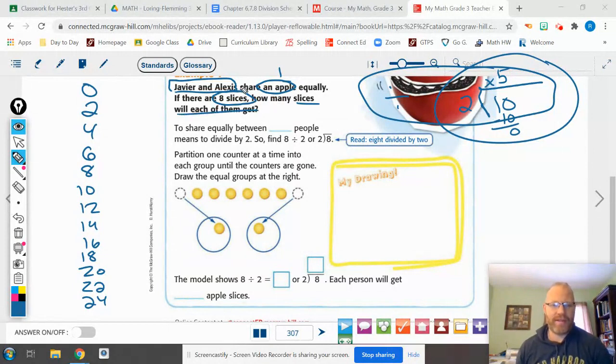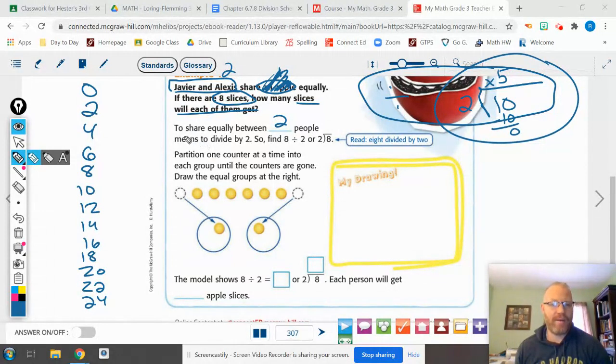So we have to talk about this as, it says there's an apple, but an apple doesn't really matter because they've cut it already. And the apple is cut into 8 pieces. So having an apple is important to know that it's an apple, but it's not important to know that it's one apple because they already cut it up into slices. So we have a total of 8 slices to share equally between how many people? Javier and Alexis. 2 people. So we have 2 people, and these 2 people are sharing 8 slices, not one apple. So we want to make sure we have that focused.